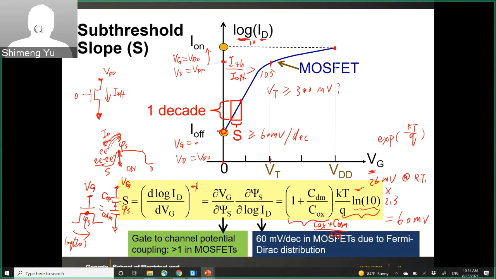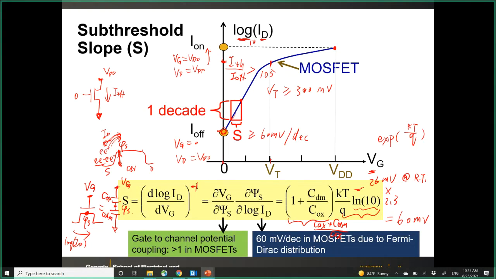So that's why it's really hard to scale down the threshold voltage in today's transistors. You cannot reduce the threshold voltage because you have to maintain this on-off ratio. This is caused by the physics. You cannot do anything, because those are physical constants, 60 millivolts. So any questions here?